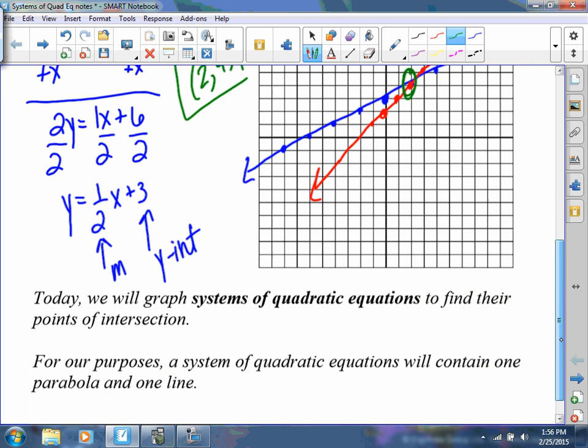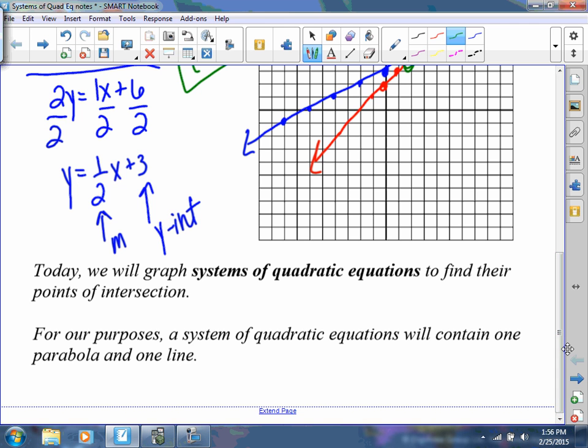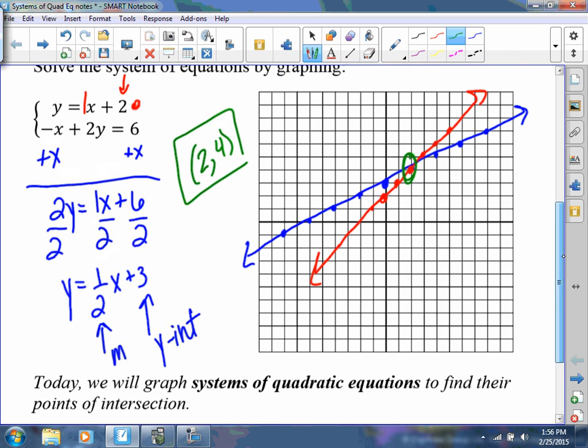Today we're going to do that, except we have a system of quadratic equations. These systems, like I said, are going to have one parabola and one line. Sometimes the parabola and the line will touch twice. Sometimes they'll touch once. Sometimes they might not touch at all. Just like when we had our lines, we could have lines that touched once, or they could touch everywhere, or they could not touch at all if they were parallel.